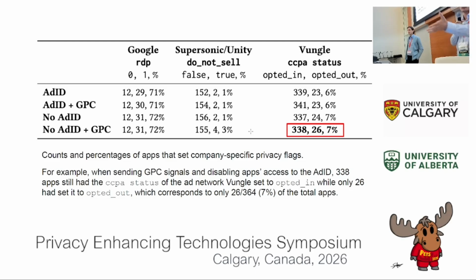Then we looked at one specific SDK, the Wrangle SDK, and for whatever reason, despite us really trying to opt out, 338 apps claimed we were actually opted in, and just 7% claimed we were opted out. So it's mind-boggling that none of these opt-outs that Californian residents are supposed to have work in practice.